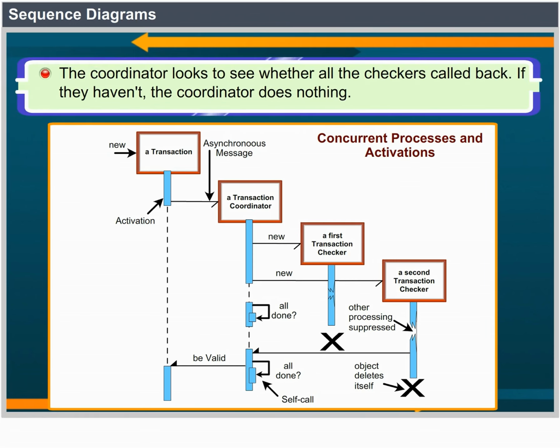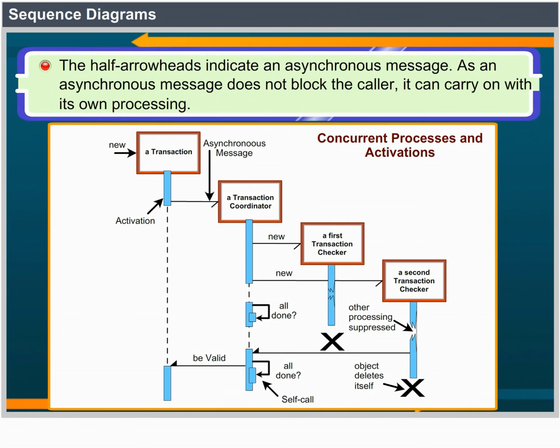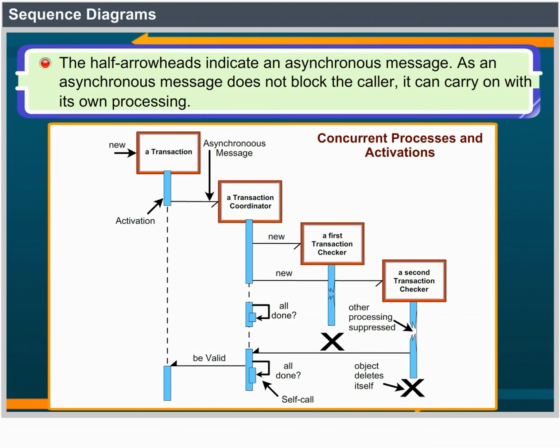The coordinator looks to see whether all the checkers have called back. If they have not, the coordinator does nothing. If they have, and if all of them are successful, the coordinator notifies the transaction that all is well. Half arrowheads indicate an asynchronous message. As an asynchronous message does not block the caller, it can carry on with its own processing.